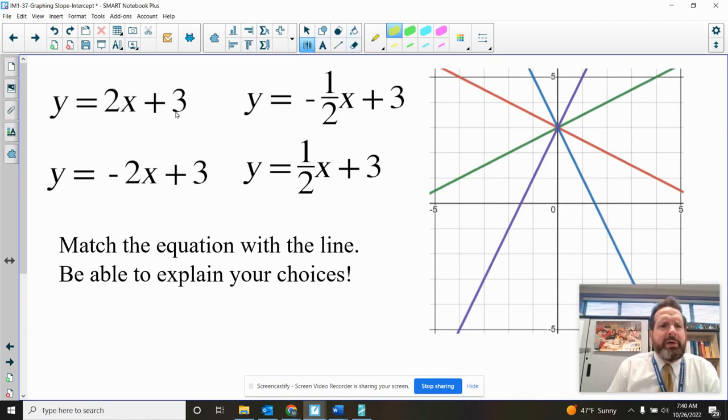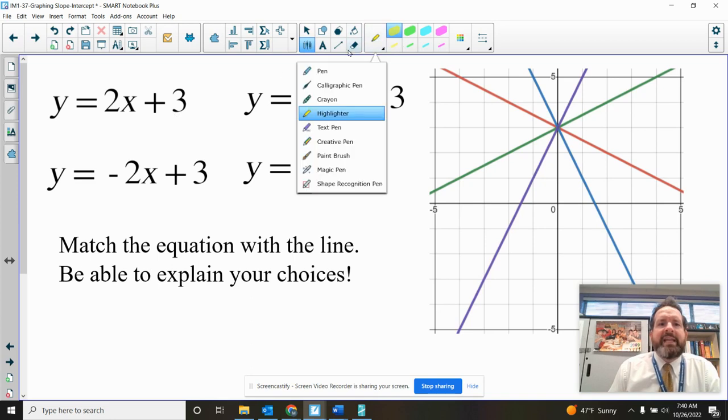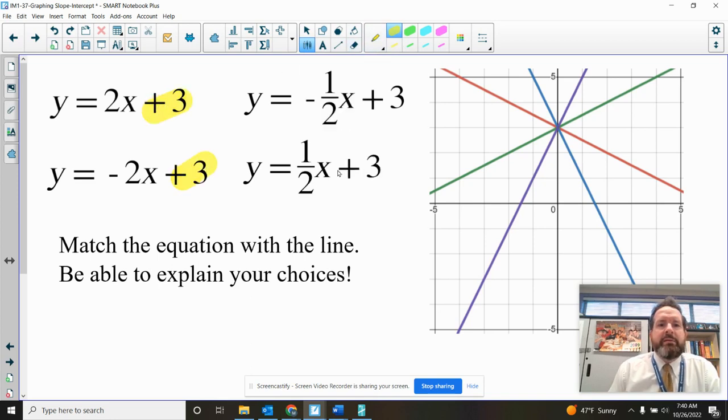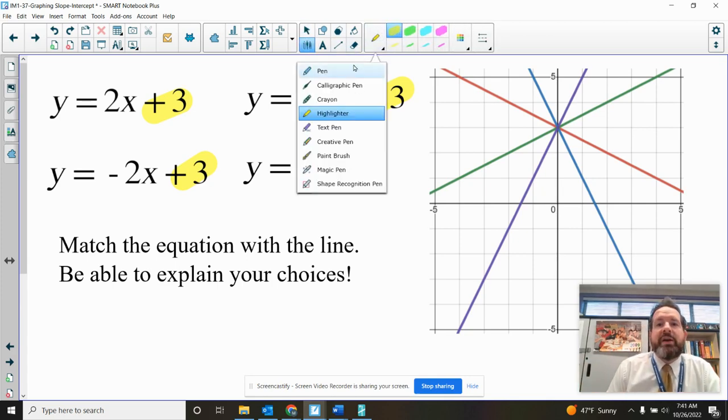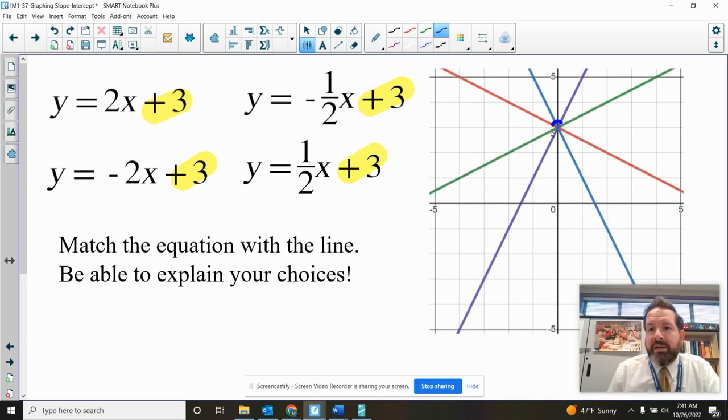Let's see what's similar. Notice how they all have +3 at the end. That means these 4 lines all have the same y-intercept. And sure enough, they all cross the y-axis at the same height, a height of +3. I hope that makes sense. So the only difference is the slopes of the lines.